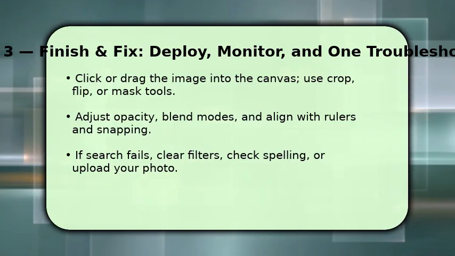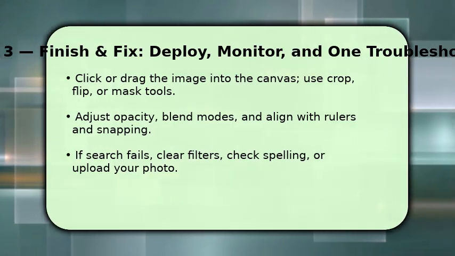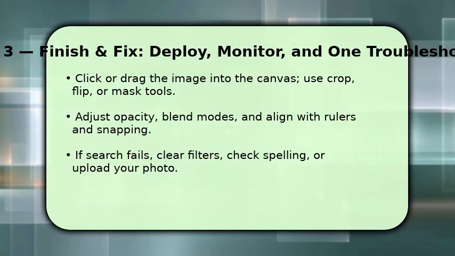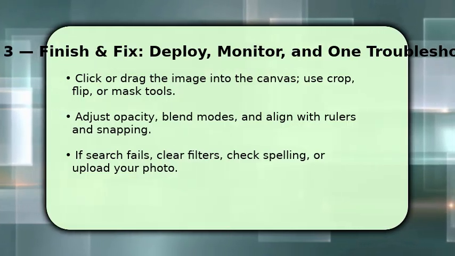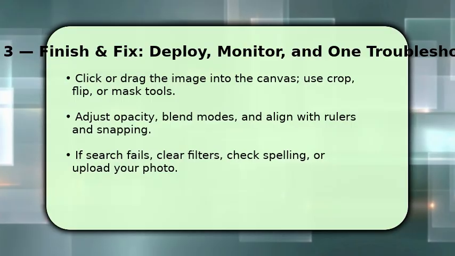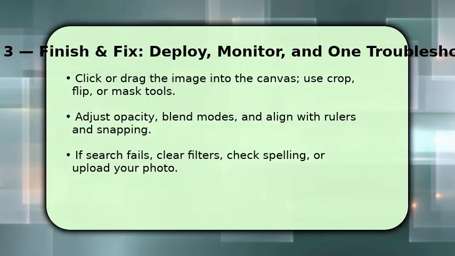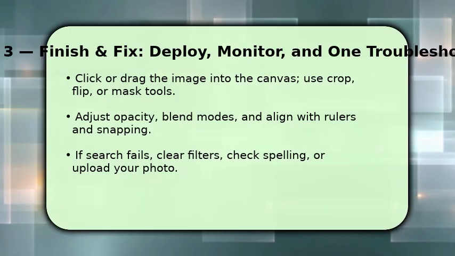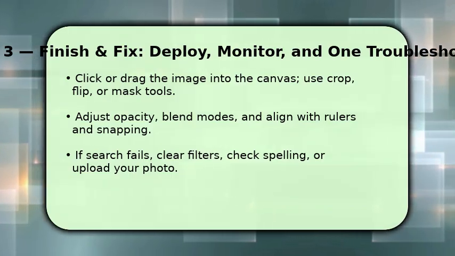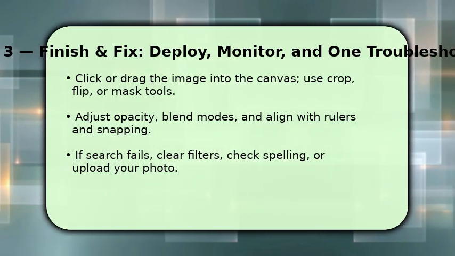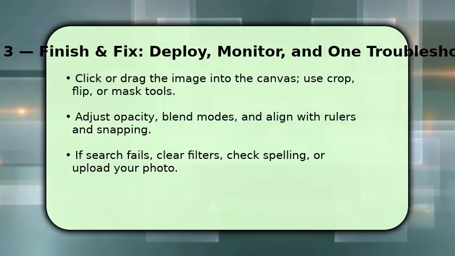Once placed, tweak opacity and blend modes so the image integrates with text and other elements. Use rulers and snapping to align precisely. If you can't find what you need, clear filters and research, correct spelling errors, or upload your own photo. This usually fixes missing results. One tip: check the asset's license if you plan to publish or sell the design.